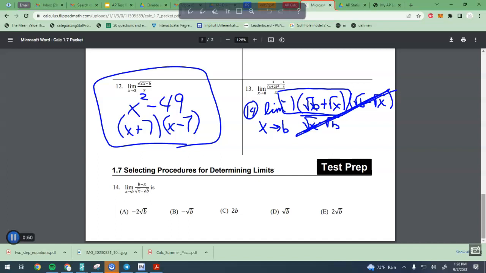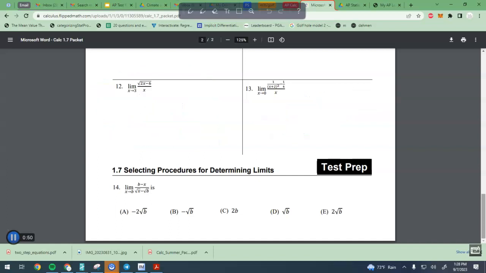Because you can pull the square root of whatever out of them within one case. You can't pull anything out of it. All right, let's do one of the fraction ones. We did the rationalizing yesterday.